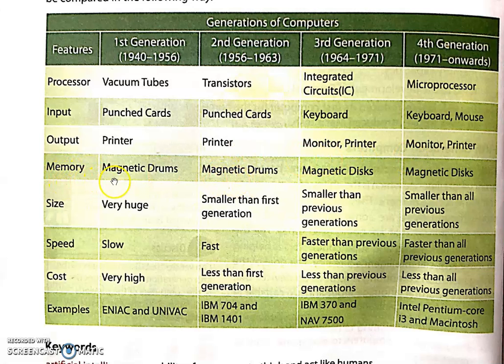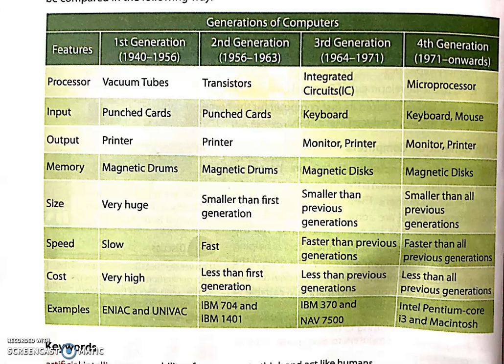Memory used in the first and second generation computers was magnetic drums. In the third generation, there were magnetic disks like floppy. In the fourth generation, we use magnetic disks, and we also use compact disks and DVDs, etc. The size used to be very huge in the first generation. The second generation got a little smaller. The third generation got smaller than the previous one. And in the fourth generation, you now have compact computers which you can hold in your hand or in your palm.